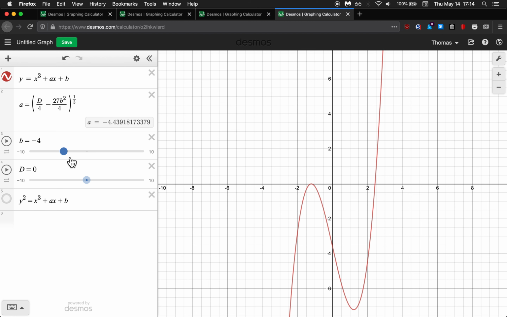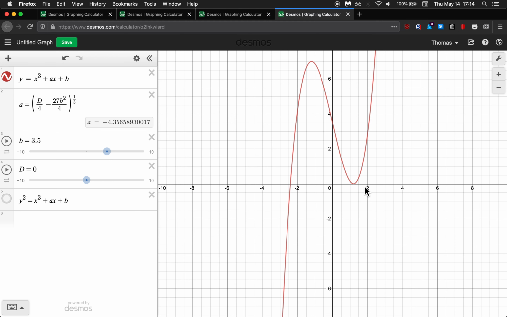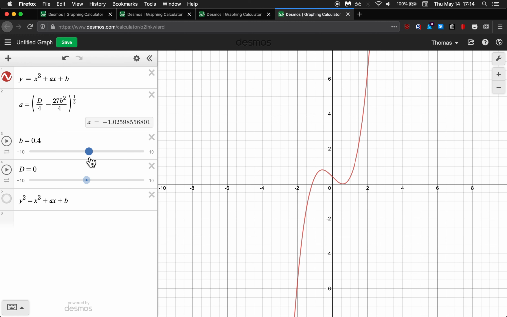I can play around with my b parameter. Here's some negative values of b, and I've got this double root right here, again because I fixed my discriminant to be equal to 0. I can have a positive b, and now my double root is over here. All of these curves are going to have double or maybe a triple root. And I only get the triple root for b equals 0. There it is. Now, what is the point of the discriminant for elliptic curves?